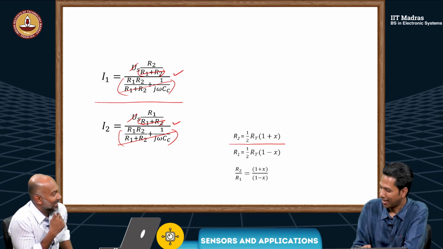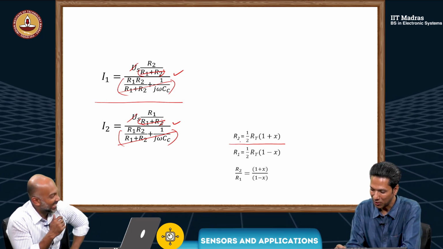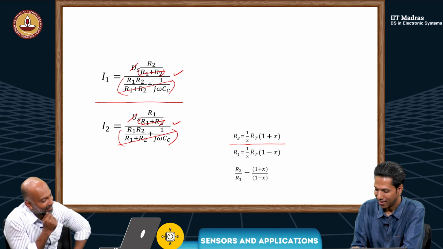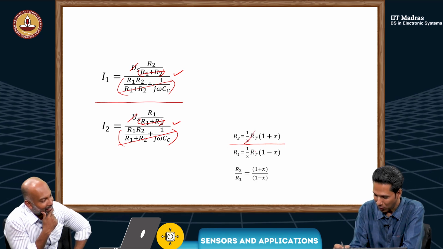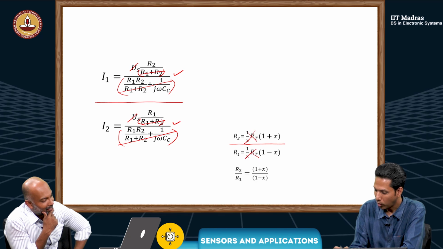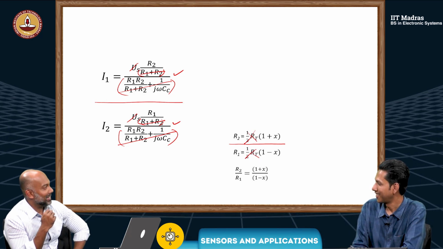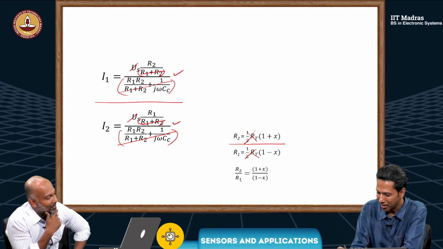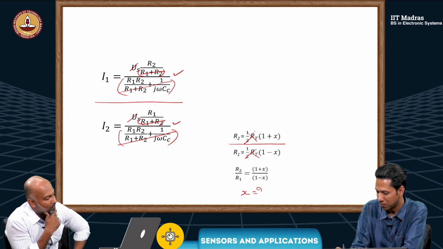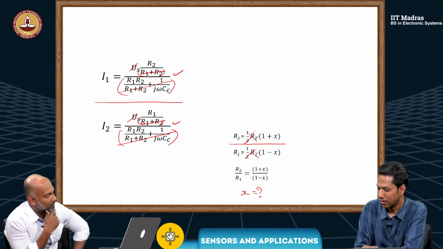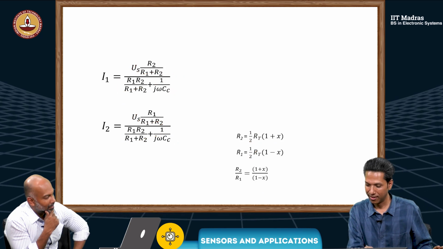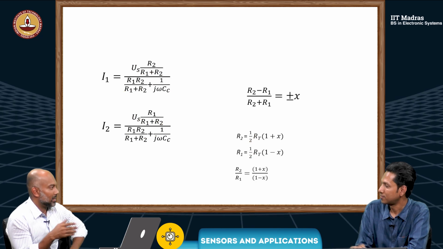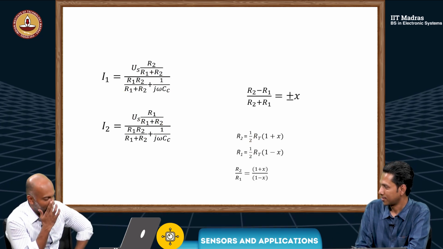Now we have X. So X just appeared. This is the expression we had for R2, and this is for R1. When you do the ratio here, these are also gone. So I have 1 plus X by 1 minus X. Very elegant. From here, I can rewrite for X. X is R2 minus R1 by R1 plus R2, plus or minus X.